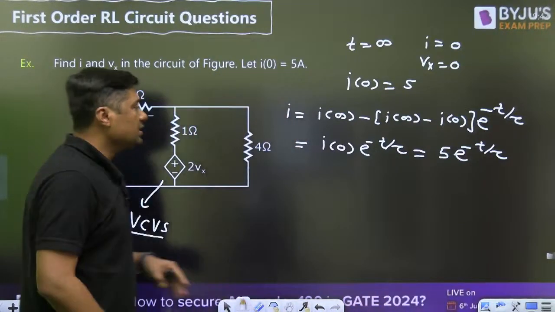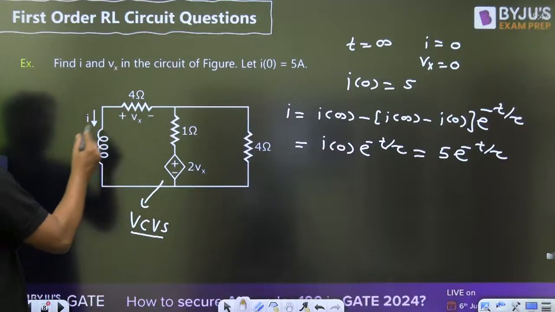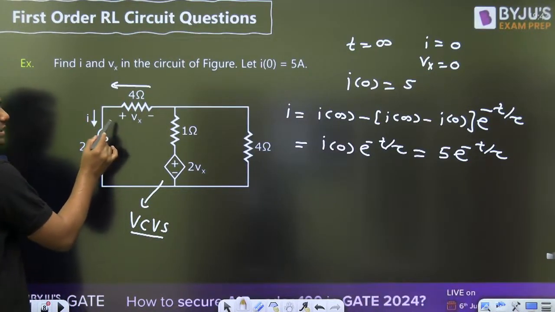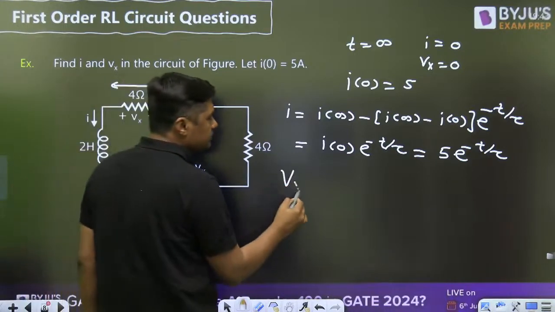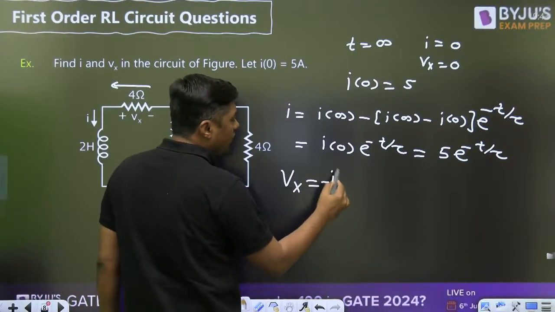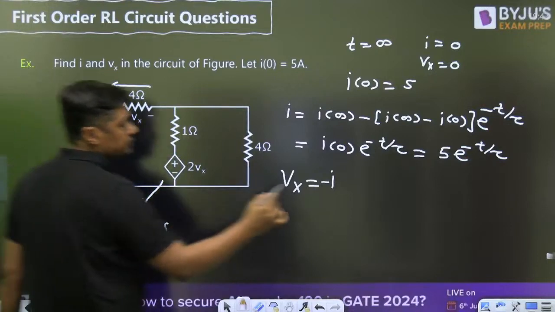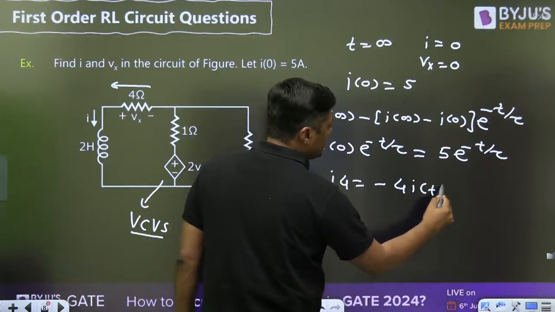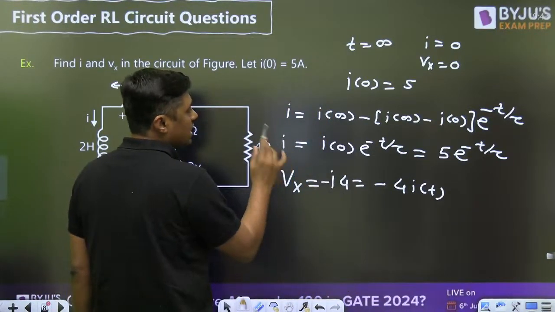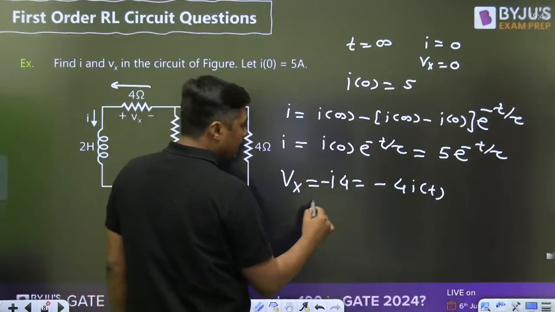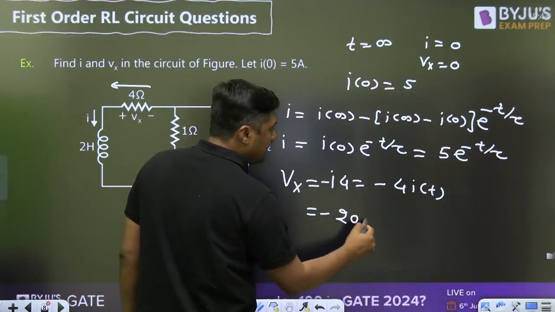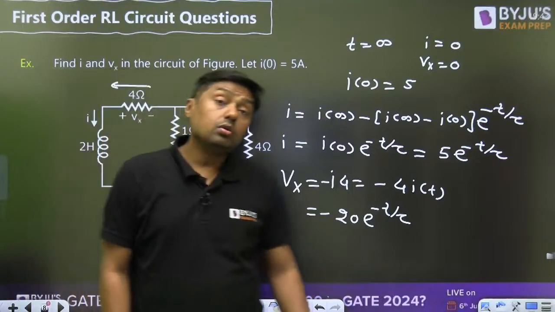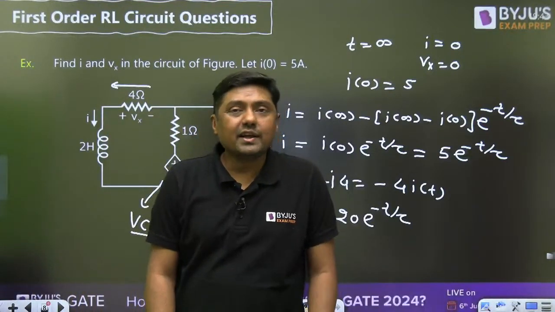Once the current through the inductor is known, you can find Vx, because this current will enter like this: it enters through the minus and leaves the plus. That's why Vx will become minus of I into 4 ohm, that is minus 4 times I(t). You can write this equation and it will become minus 20 times e raised to power minus t by tau. Now simply you can get this equation.